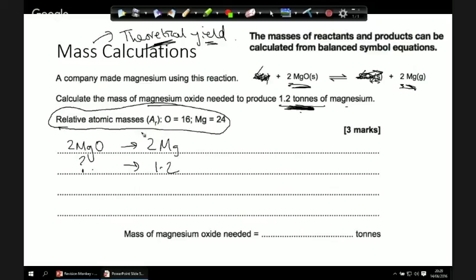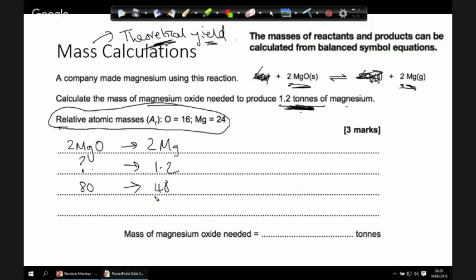I can use those. And what you do is you work out the relative atomic mass of everything on this side. So 2 times MgO, and you would end up with 80, because 2 times 24 added to 2 times 16 is 80. And those 80 tons would make 48, 2 times 24. So we've got a situation where we know how much 80 tons would make. 80 tons would make 48, but we don't know how much would weigh 1.2 tons?